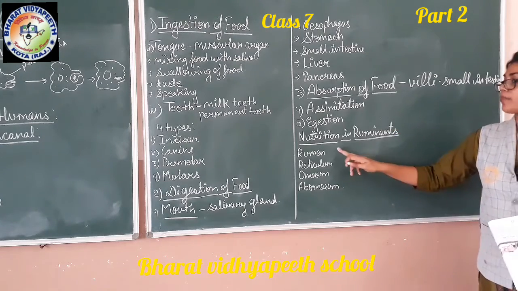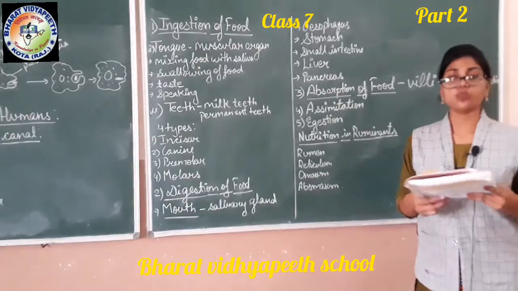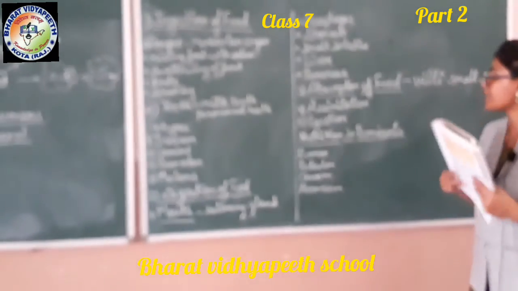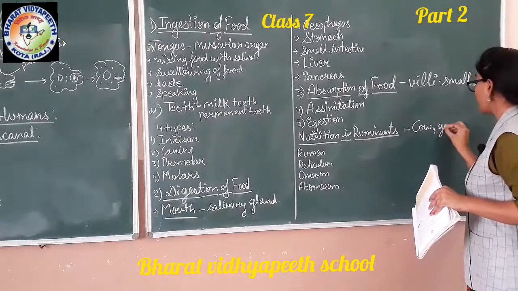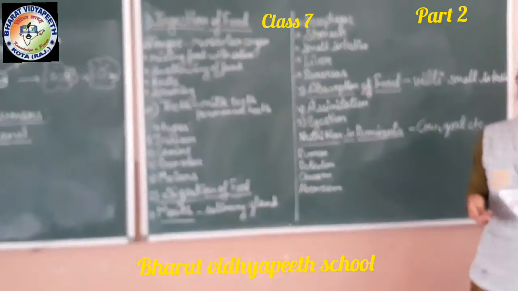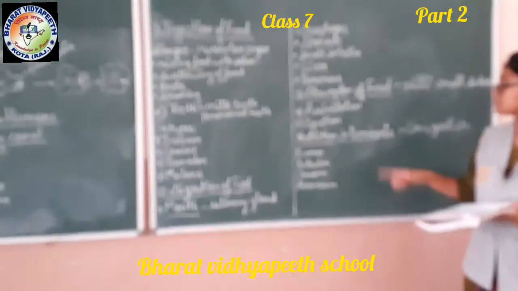Next we are going to read about nutrition in ruminants. What are ruminants? Ruminants are the animals which eat grass, like cow, buffalo, goat. These animals are known as ruminants. Herbivorous animals who eat only grass are known as ruminants.